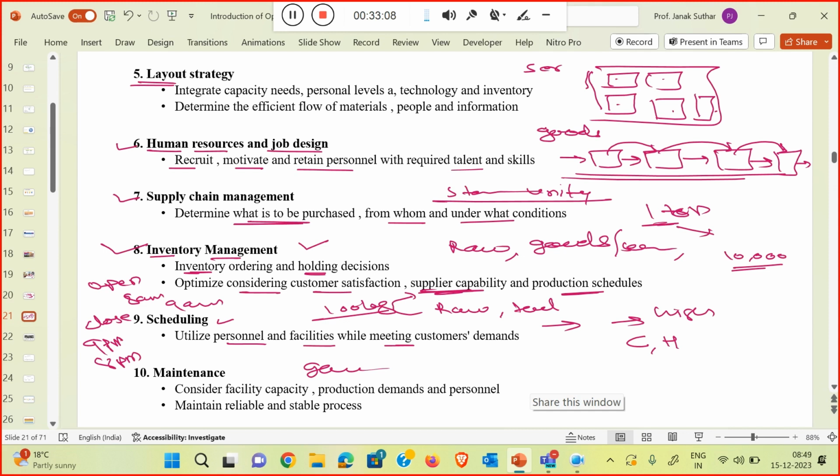So maintenance makes the entire organization more reliable and more stable. If you provide proper maintenance to the organization, no breakdown will occur. Okay, the chance of breakdown will be reduced. It will be more reliable. Your company will consistently produce the same amount of product and satisfy your customer. As well as that, you will consider the facility capacity, whether it is proper or not. Production demand and the personnel you will also consider during maintenance.